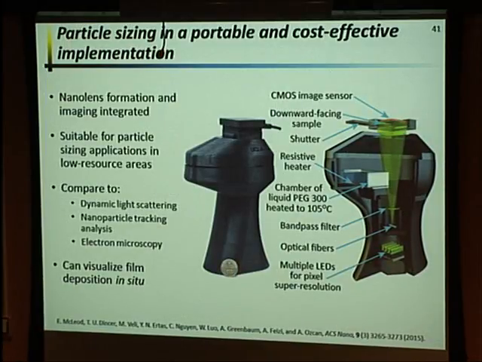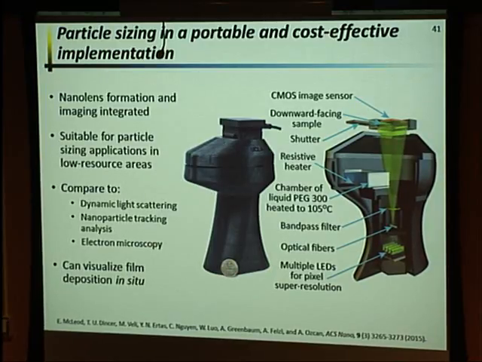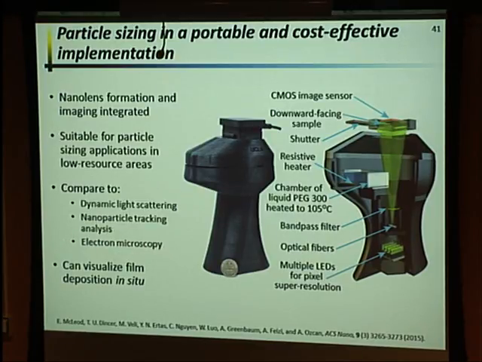So that's one advantage of this technique. Another thing we can do is move this toward a field-portable and cost-effective implementation. In this case, we're integrating the nanolens formation and the imaging inside the same device. This would be suitable for particle sizing applications in low-resource areas. You can compare it to other technologies like dynamic light scattering, nanoparticle tracking analysis, and electron microscopy, if you're only using the microscopy to do particle sizing. Of course, electron microscopy gives you a lot of other advantages in other areas, but if all you care about is particle sizing, then this would be a competitive technique.